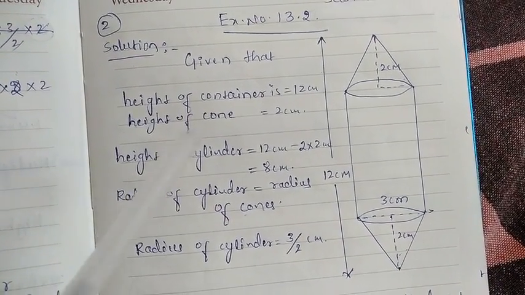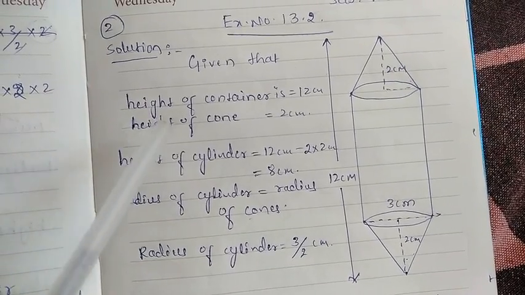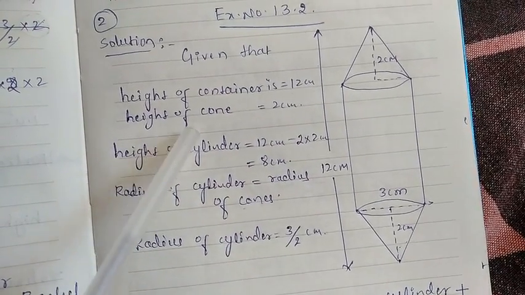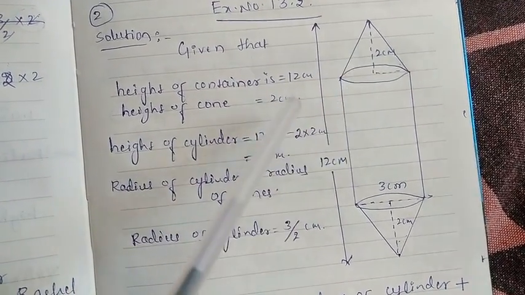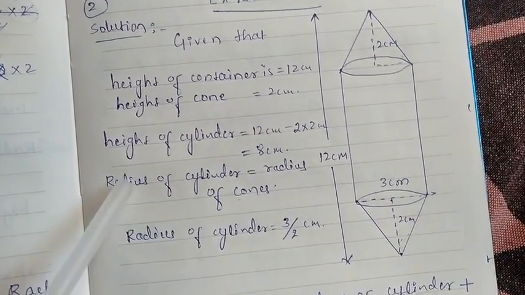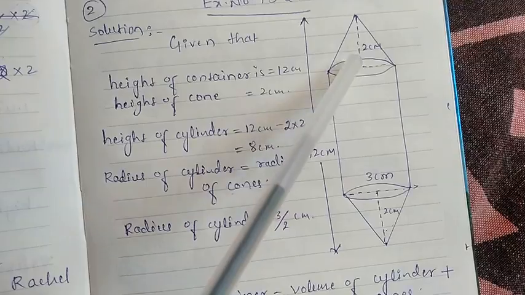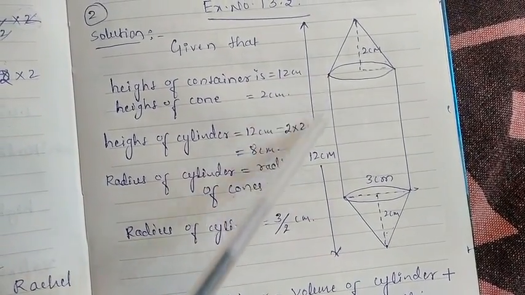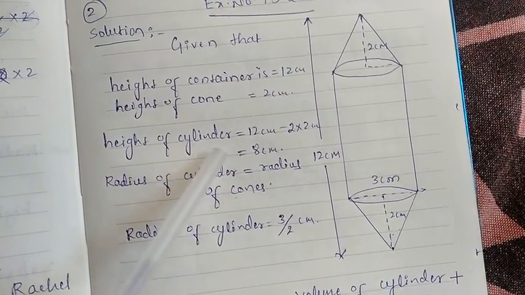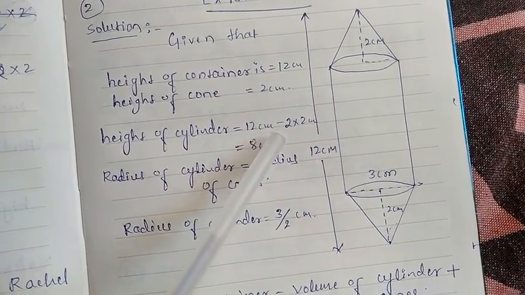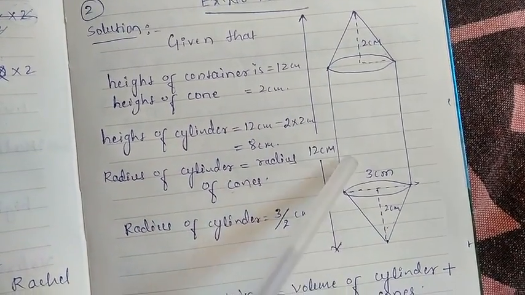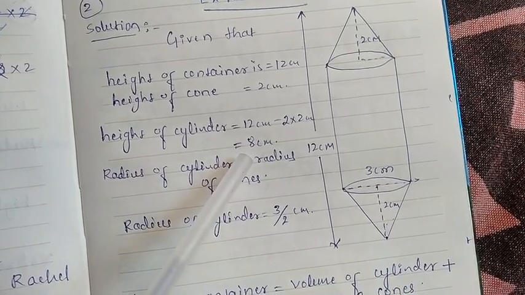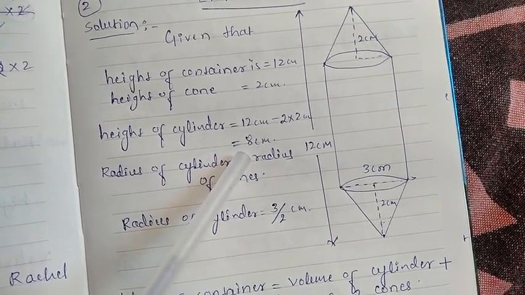See what they gave. The height of the container is 12 cm in total, and the height of each cone is 2 cm. Then to get the height of the cylinder, you have to subtract the heights of these two cones. So the height of the cylinder is equal to 12 cm minus 2 times 2 cm, that is 4. So 12 minus 4 is equal to 8 cm, the height of the cylinder.